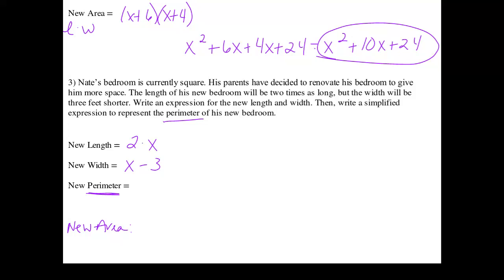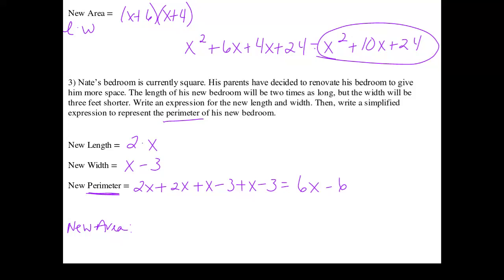Now, if you read closely and you found perimeter, remember that perimeter is adding up all of the sides. So really, that would be 2x plus 2x for the 2 lengths, and then x minus 3 plus another x minus 3 for the 4 sides altogether. And then we just combine like terms. So we've got, let's see, 6x's total and negative 6 as our constant.